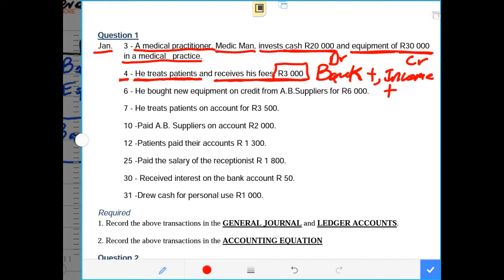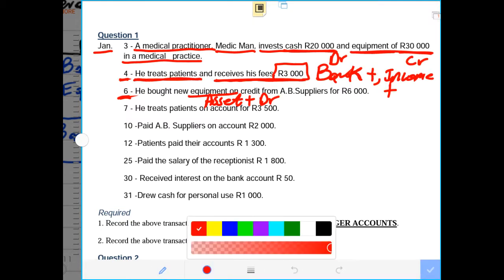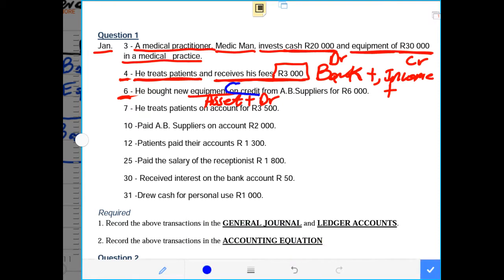Now we go to transaction number 6, and transaction number 6 says he bought new equipment. And remember, equipment is an asset. He bought new equipment, that means he bought new assets. And we know that equipment will increase on the debit side. And he bought this new equipment from a supplier, but he bought it on credit. It says on credit from AB suppliers for 6,000.